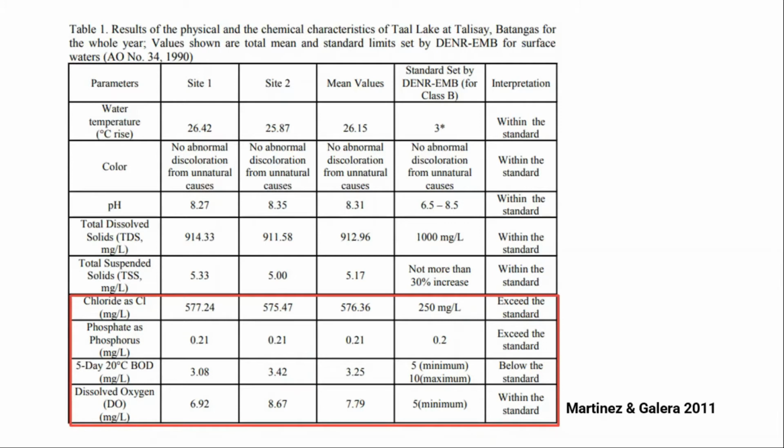Lastly, the low levels of dissolved oxygen, which can be attributed to severe pollution. This can explain how there are several fish kills happening in Lake Taal.